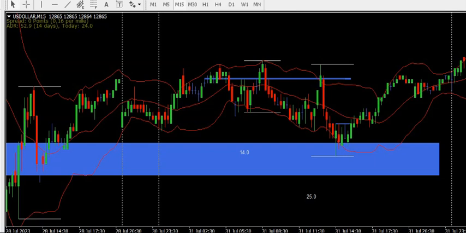Monday 31st of July 2023. We're looking at the dollar index for trade setups using the M15 Bollinger Band break.